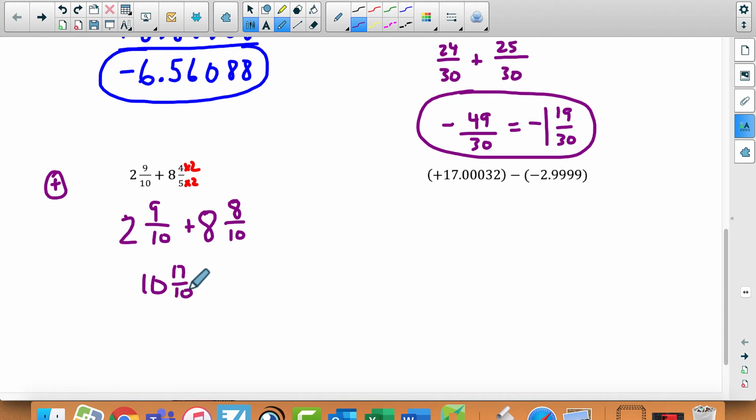Is that good? No, it's not, because this is an improper fraction, right? 17 over 10 is the same as 1 and 7 tenths. So really what we have is 10 plus 1 and 7 tenths. Well, 10 plus 1 is 11, and we still have our 7 tenths, and we said the answer was positive, so we're done.